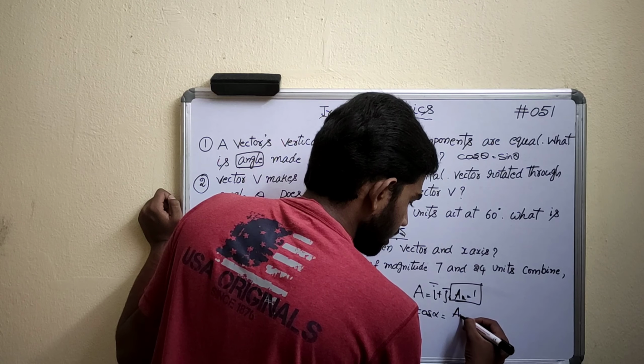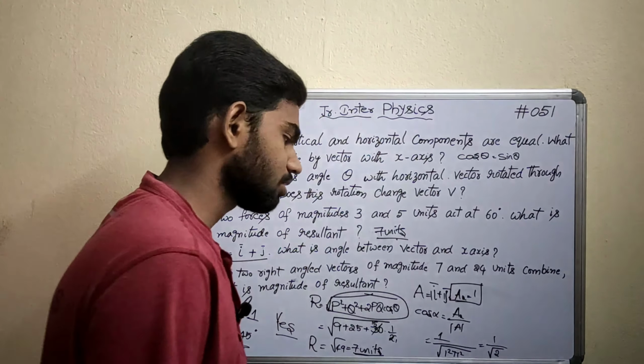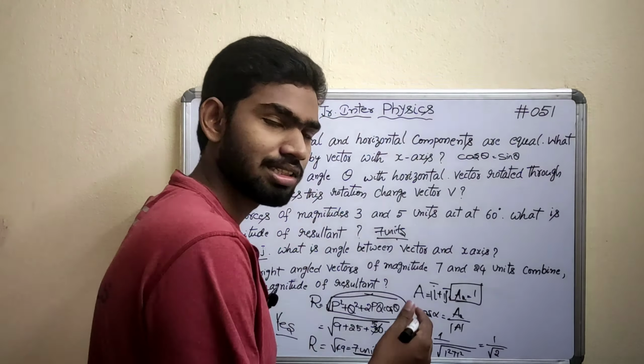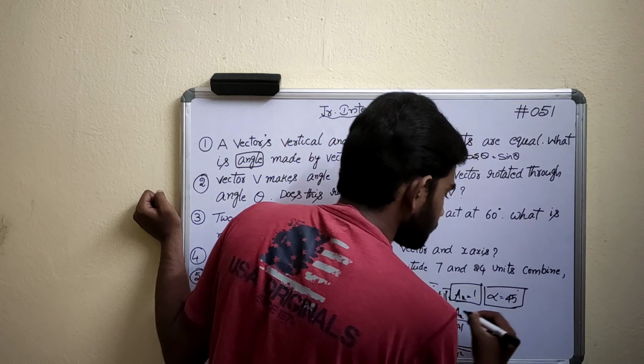So the formula is Ax by mod A. So Ax equal to 1, and here mod A means the coefficients squared and their root. So 1 square plus 1 square. Here 1 square will become 1, and finally the answer will be 1 by root of 1 plus 1, 1 by root 2. So 1 by root 2 is sin 45 equal to cos 45. So cos alpha equal to cos 45, alpha is equal to 45 degrees. So the angle is 45 degrees.